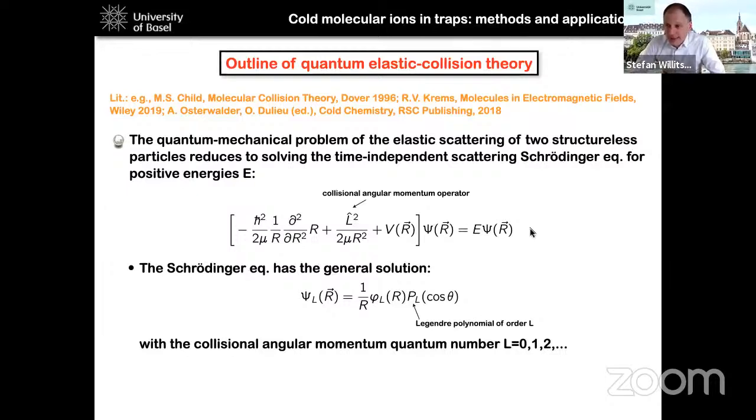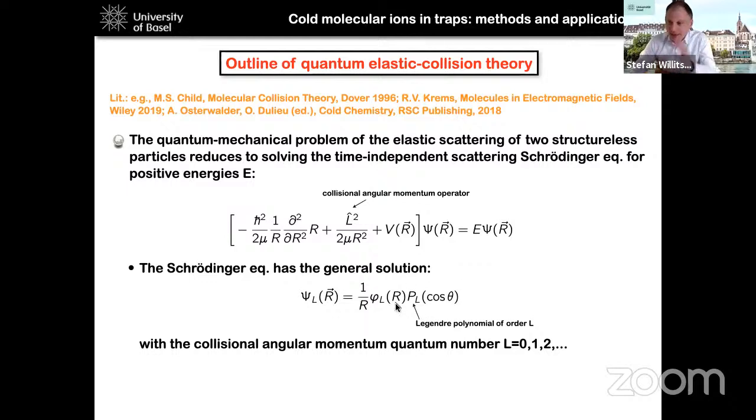Only that in this case, we are not interested in the bound solutions of this Schrödinger equation, meaning the bound states of this molecular system, but in the scattering states, so those solutions with a positive energy. But otherwise, it's the same Schrödinger equation. So it has the general solution of this form.